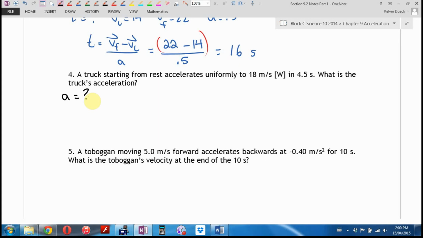What 2 words should I make note of? From rest. What's that telling me? You might want to underline the word from rest. Is that my initial velocity or my final velocity? Okay. How do you know? Because what word is in front of that? Starting.